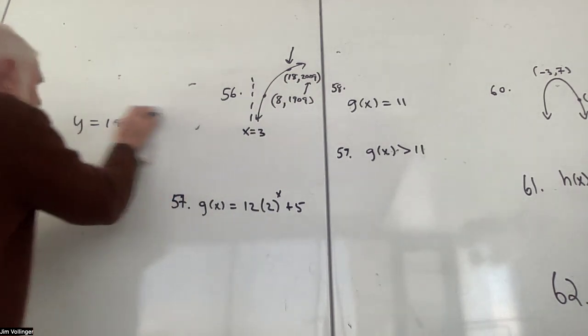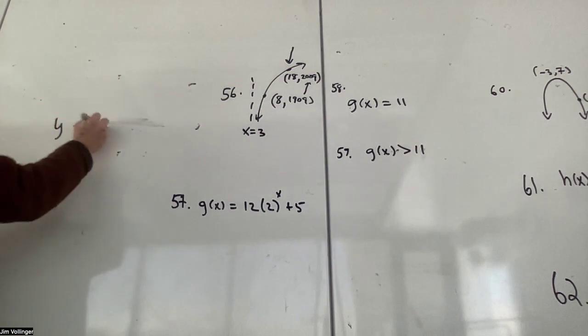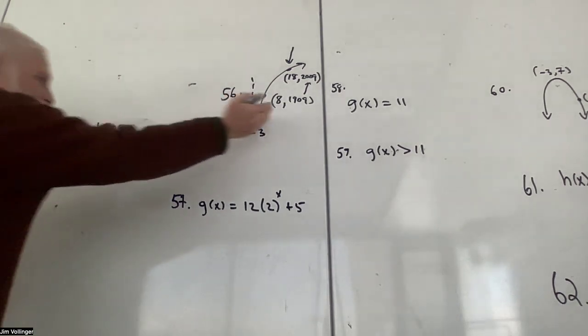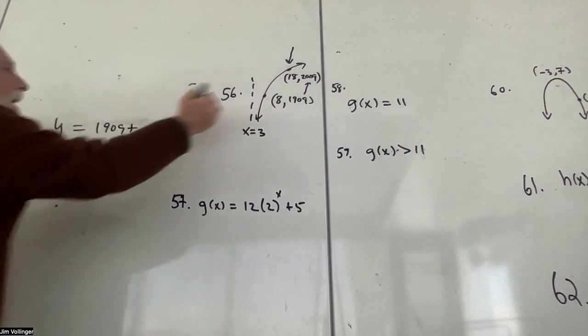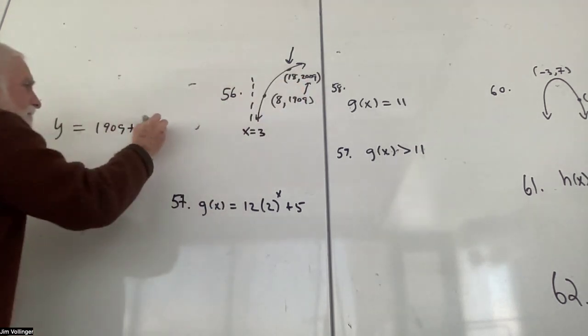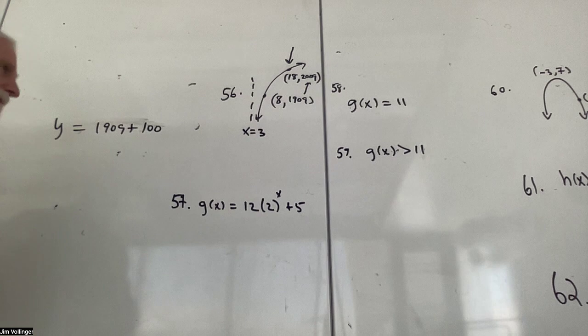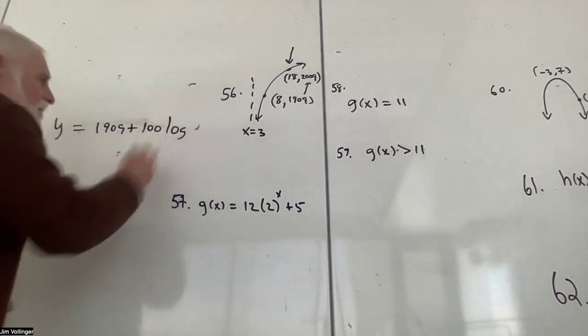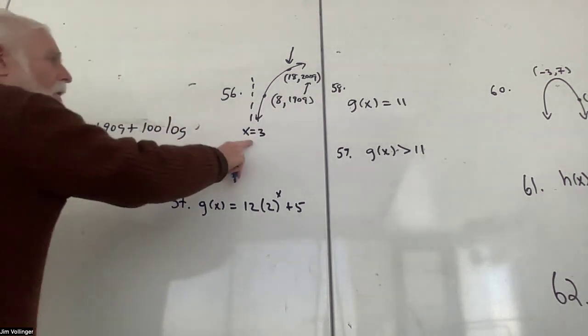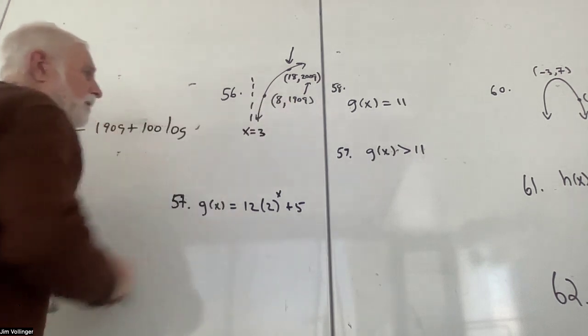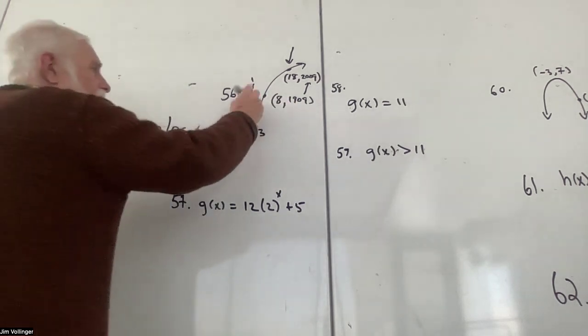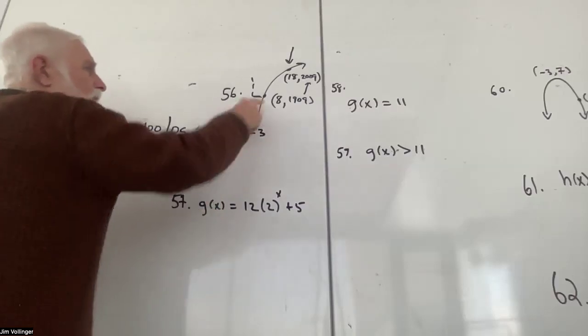Did I leave myself enough room? Maybe not. Doesn't hurt to repeat. I see 1909. I add 100. I think everybody's capable of that. I know this is a log, and I know all of my x values have to be bigger than 3. So the question is, how much bigger is 3 to 8?